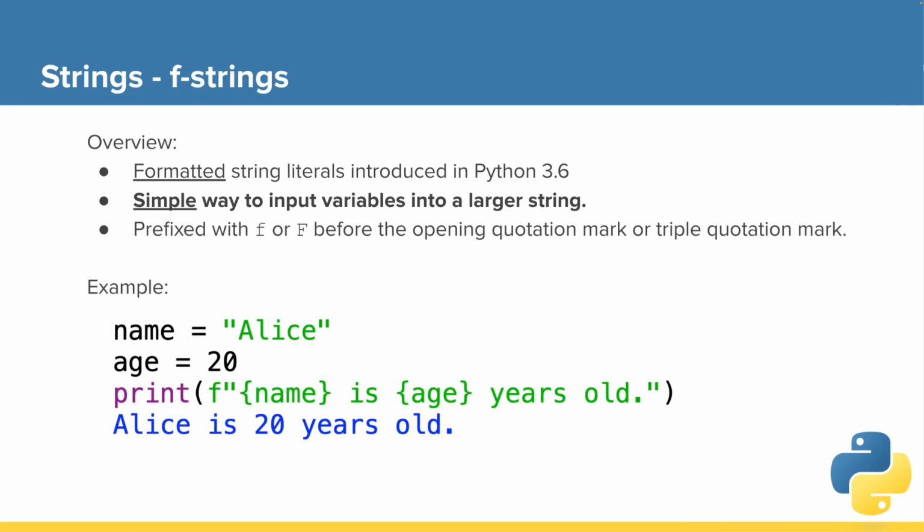On to now one of my favorite things about Python 3 since version 3.6, which is f-strings. And simply put, it's a way to input variables into a larger string. And all we need to do here is prefix the string with the character f, lowercase or uppercase, just before the opening quotation mark or before the triple quote.